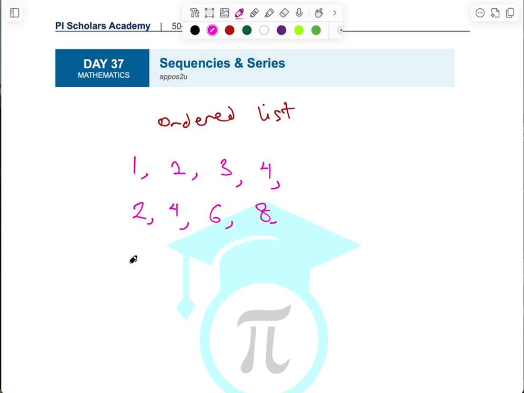And lastly, if I have something like this, 1, 3, 9, 27, now you will be able to see the pattern that is going on here. And that is basically what sequences are generally.